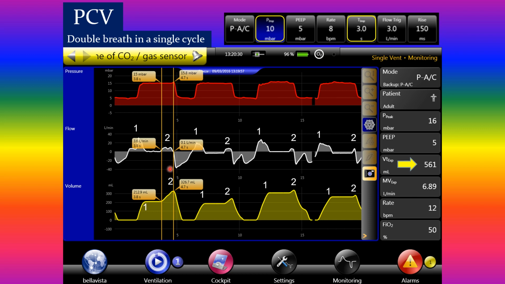According to the drop of the alveolar pressure, the flow increases to keep this pressure constant. By the end of the inspiratory time, which is 3 seconds, the demand valve closes for the two cycles. At the same time, the exhalation valve opens for the exhalation of these two cycles.